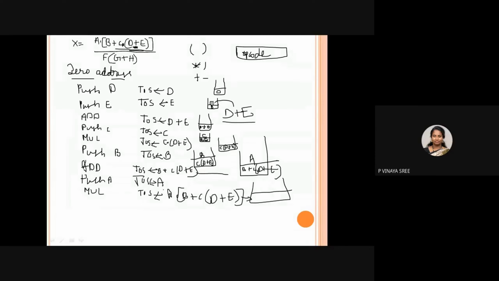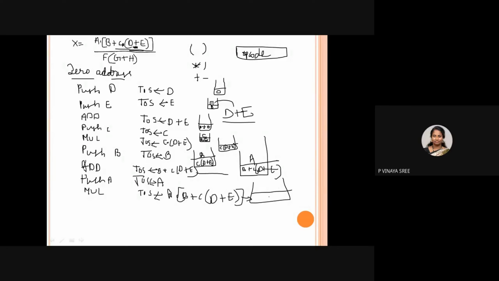Okay, so whenever you get this type of question in any exam, keep it in your mind that if it is zero address instruction, we have to use only push and pop. If it is one address instruction format, we need to use load and store. If it is three address instruction format or two address instruction format, we need to use move, addition, subtraction, like that. Okay, so now we are in zero address instruction format, we should only use push and pop.